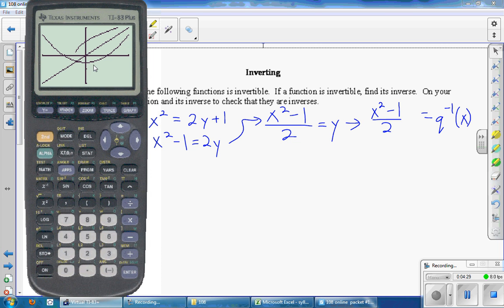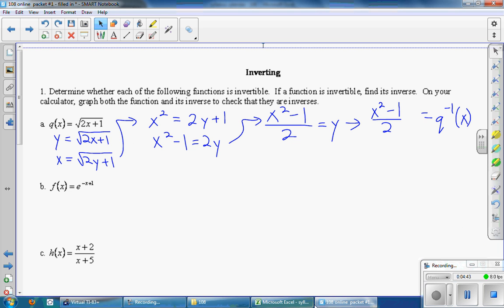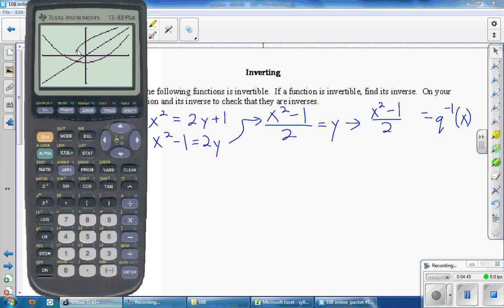So that's one way to do it. Another way to do it is to recognize that it's one of these properties we just discussed in this class. The range of the original function is the domain of the inverse. So if you can look at this guy and figure out what the range of the square root function is, then you will know the domain of your inverse function.